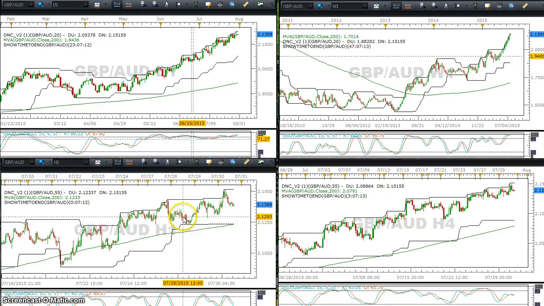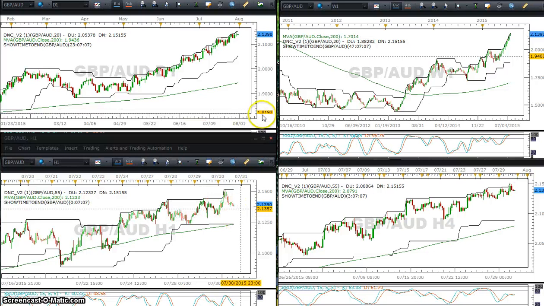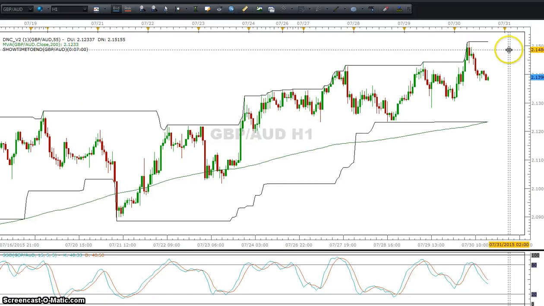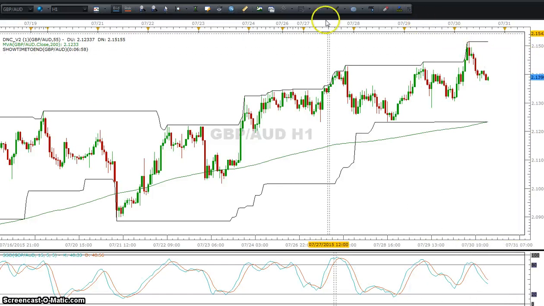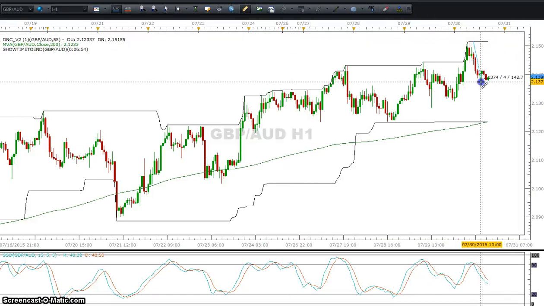On the 1 hour chart, it touched the lower channel, took out the upper channel, and hasn't touched the lower channel again, but has had a fairly decent pullback here. After it took out the upper channel, we retraced about 140 some odd pips.